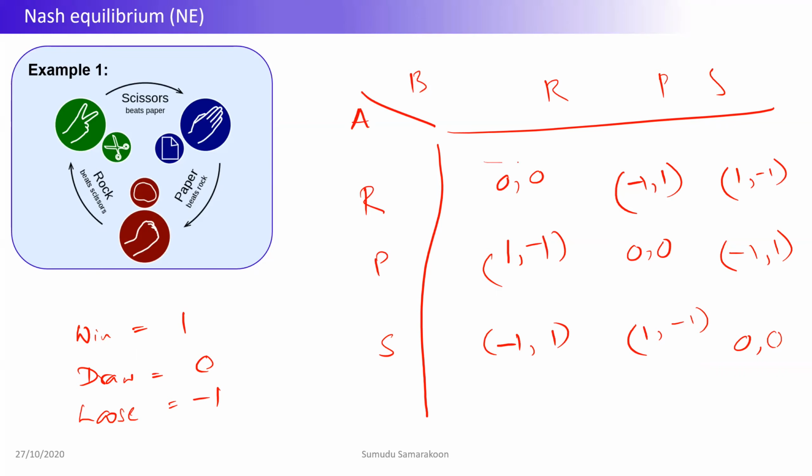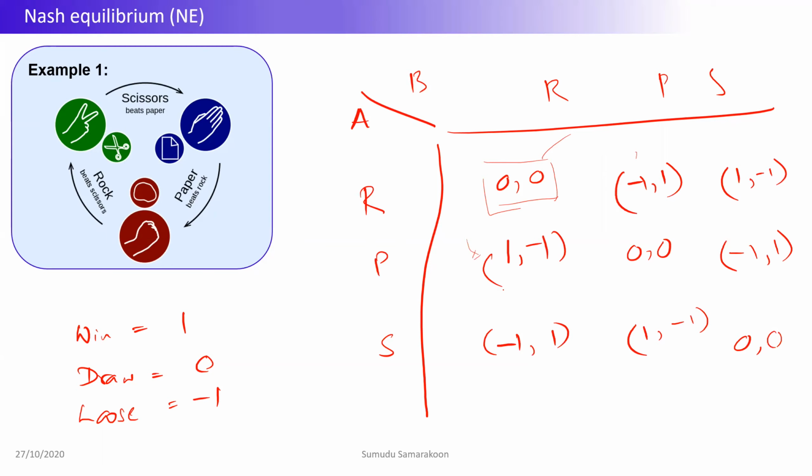Let's look at this strategy and see whether A has an incentive to deviate. Yes, of course, if we are at this point, A can always select to play paper. And even at this point, B is always going to select paper, right? So basically, this is not an equilibrium point because both of the players have an incentive to deviate.